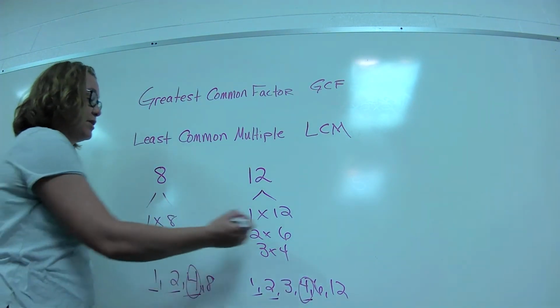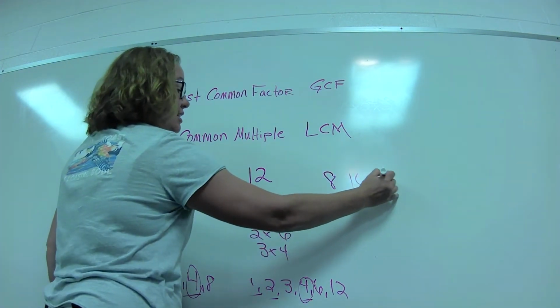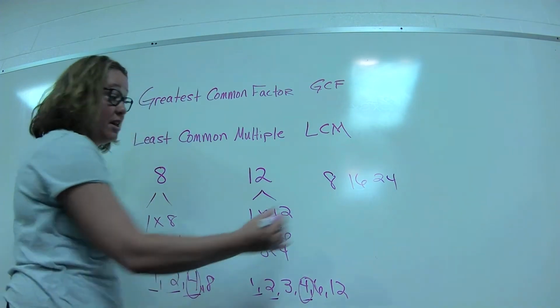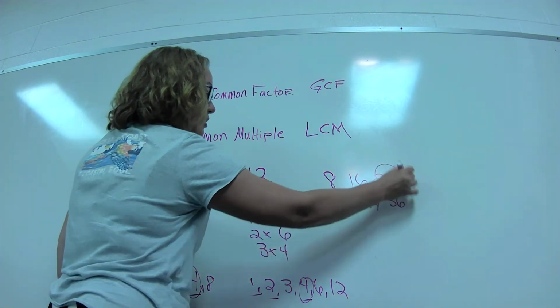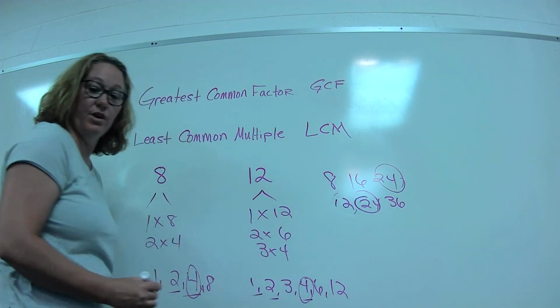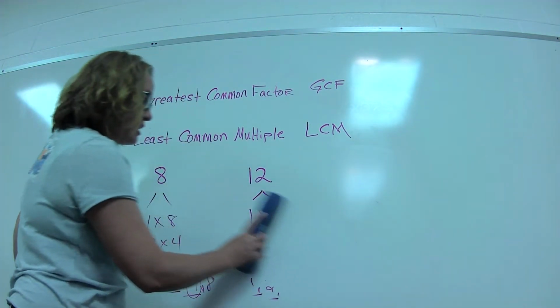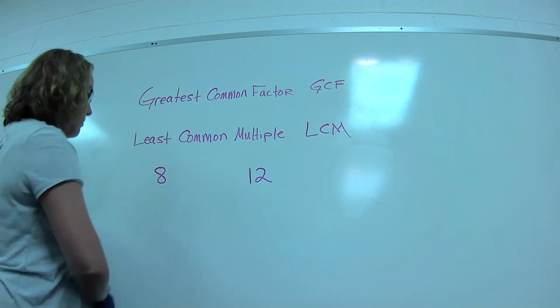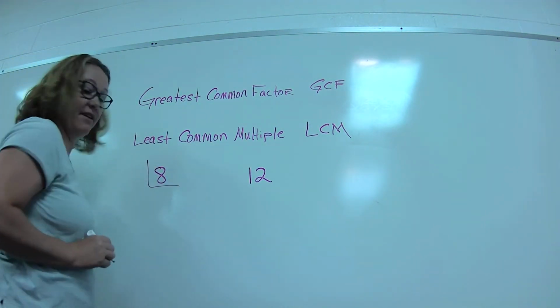Our multiples, we've done it as 8, 16, 24, 12, 24, 36, and our least common multiple, whoops, I circled the wrong one, would have been 24. But we're going to use primes now to do a shortcut to find those greatest common factors and those least common multiples. All right, so we have 8.